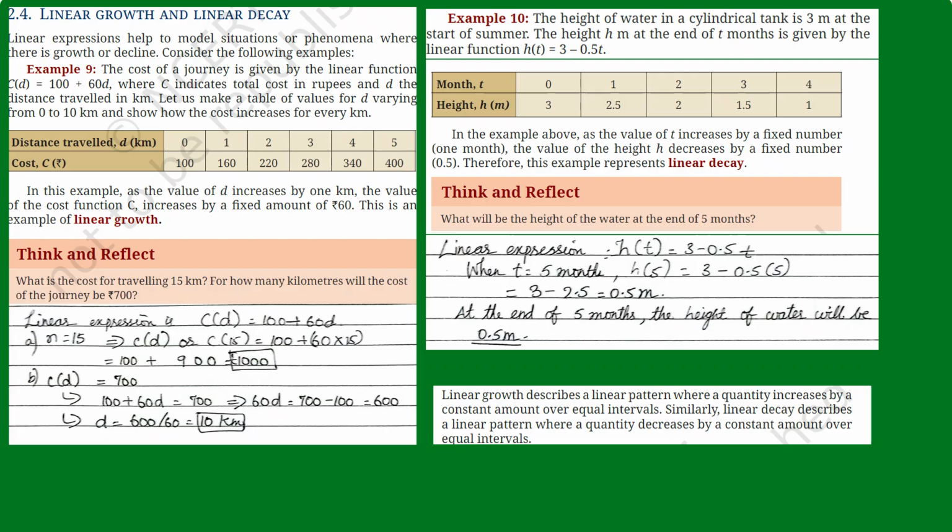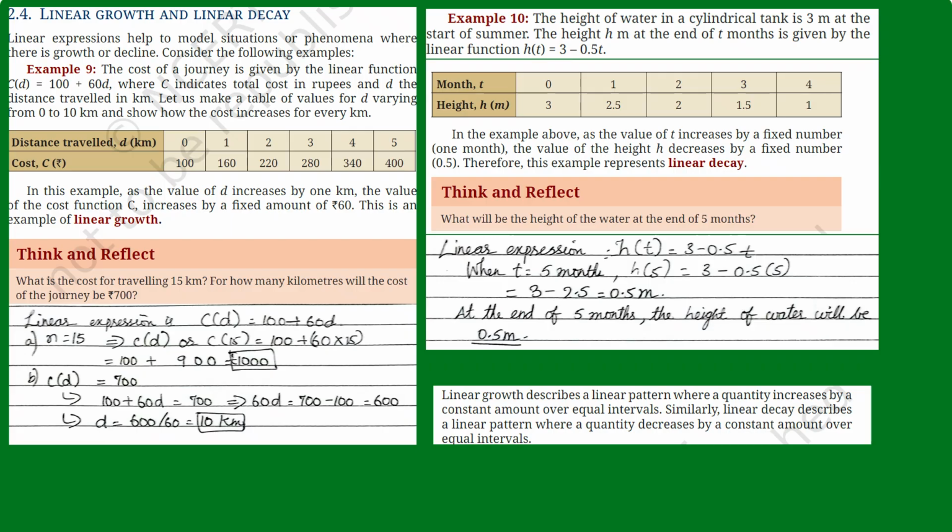Example number 9. The cost of a journey is given by the linear function C of D is 100 plus 60D, where C indicates the total cost in rupees and D the distance traveled in kilometers. Let us make a table of values for D varying from 0 to 10 kilometers and show how the cost increases for every kilometer. If you look into the tabular column, for every kilometer the cost incurred is given. Say for example, for 0 kilometers, it's 100. For 1 it is 160, 2 is 220, 3 is 280, and so on.